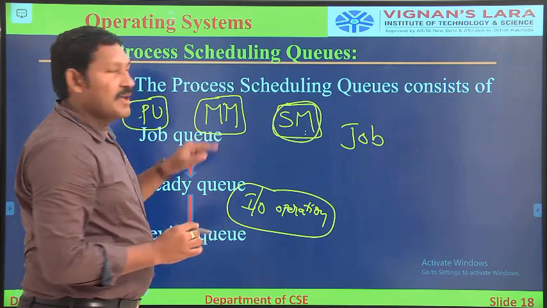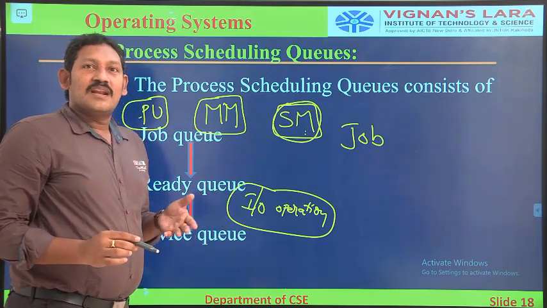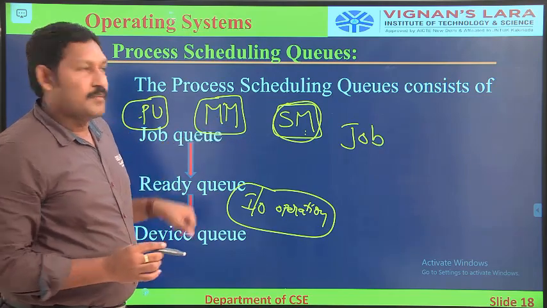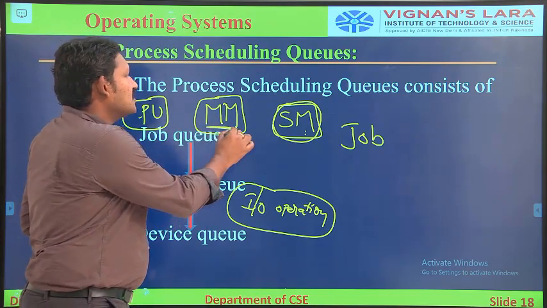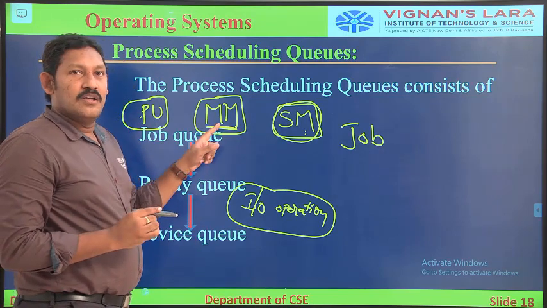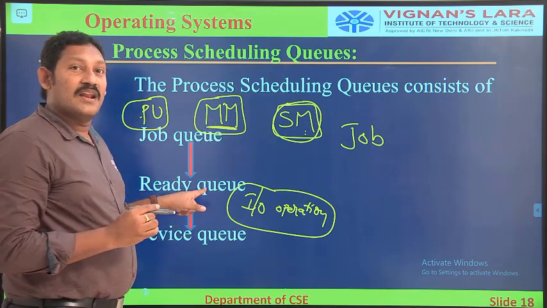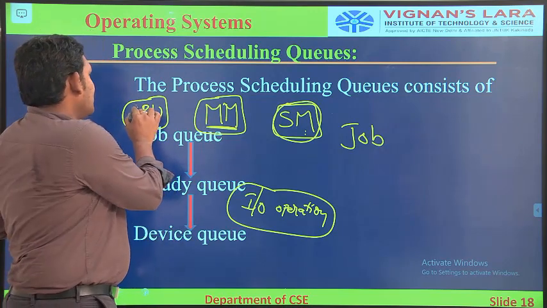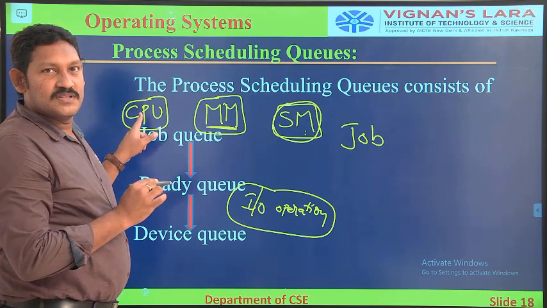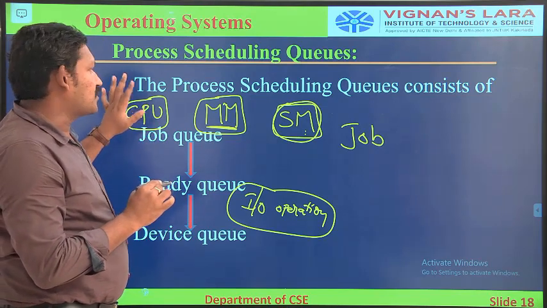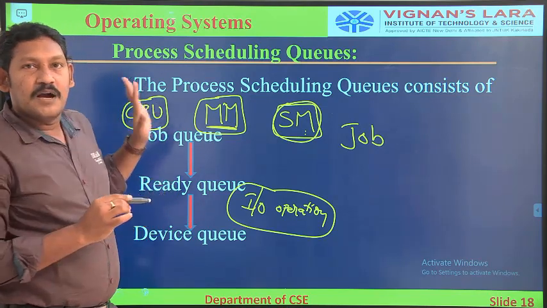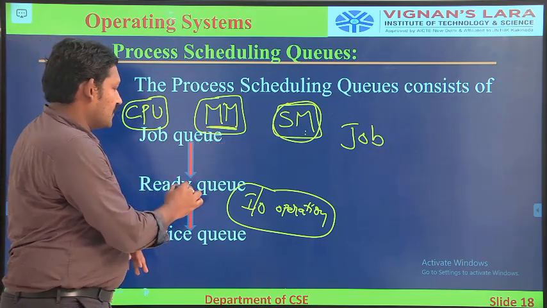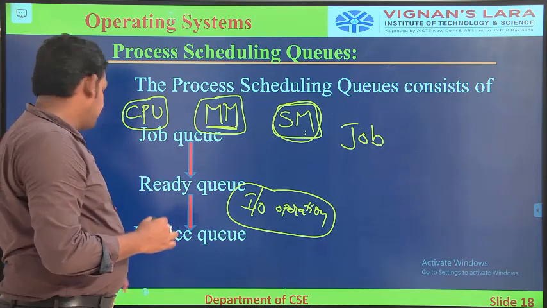Coming to the main memory, the processes which are ready to execute will be kept in main memory. The processes which are in the main memory will be kept in the ready queue. If the CPU is executing a particular process, after the completion of that process, one from the ready queue will be sent for execution.